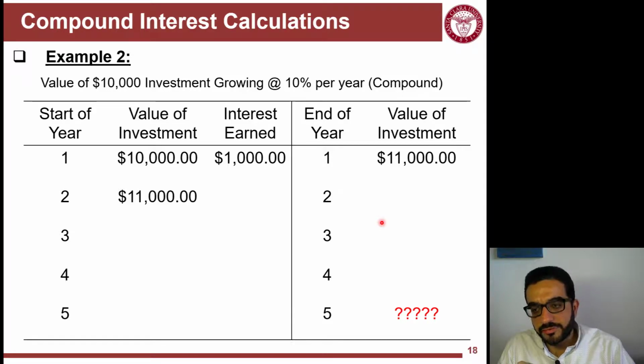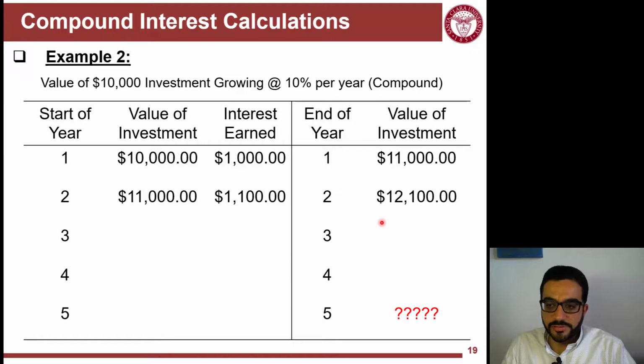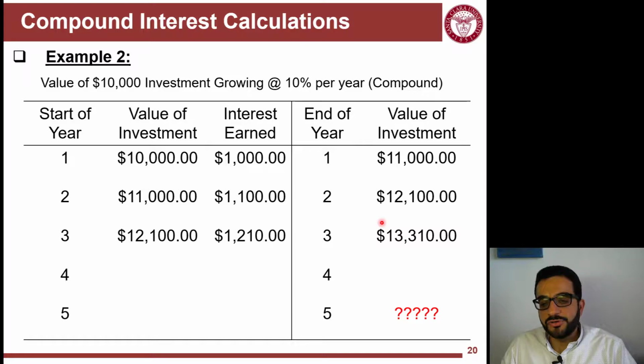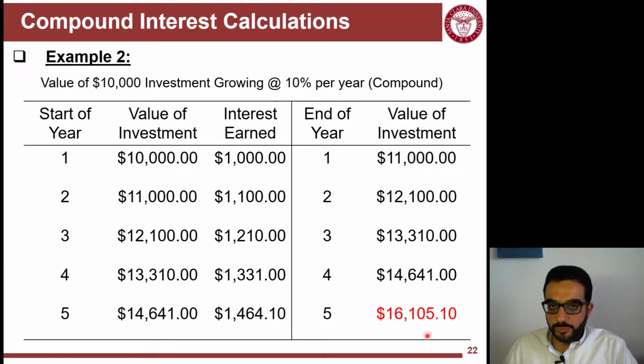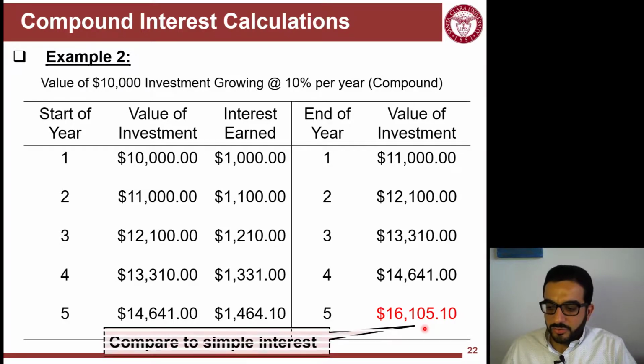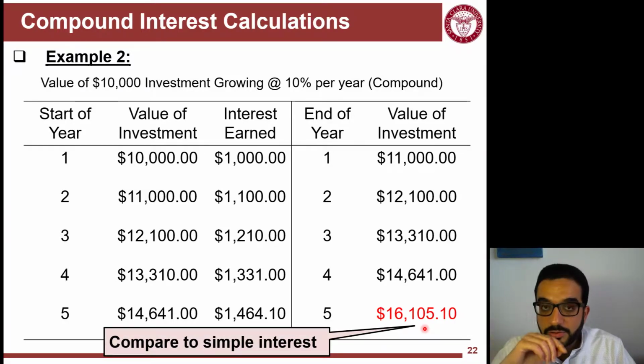Now the second year will be different. You start with 11,000, and simple interest would just add 1,000, but now you're adding 10% of the 11,000, so that will give you 1,100. You add that to the balance, your balance moves to the next year, and you're adding interest now not on the 10,000, but on 12,100. And you see now your interest is increasing over time. And keep going. Compare that to the simple interest amount that we ended up with, which was 15,000. We end up here with 16,105 and some change.